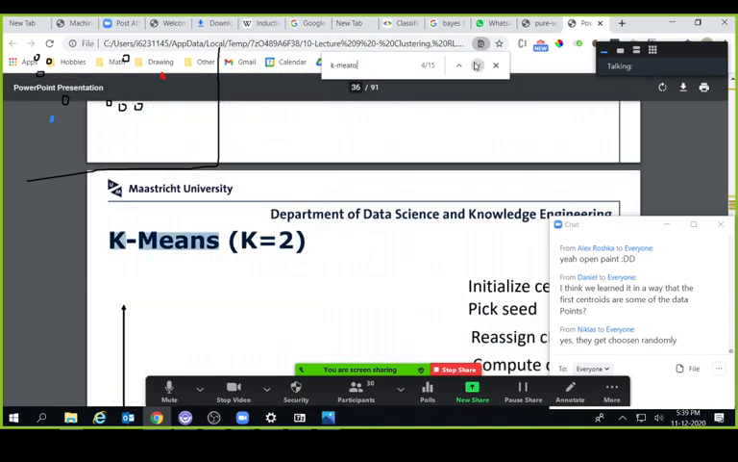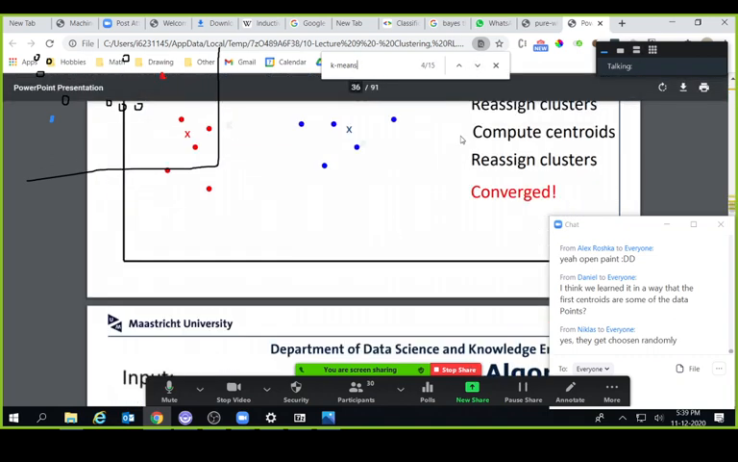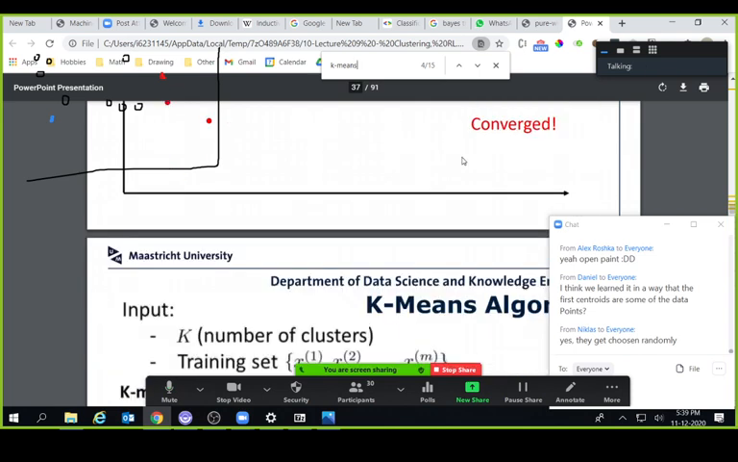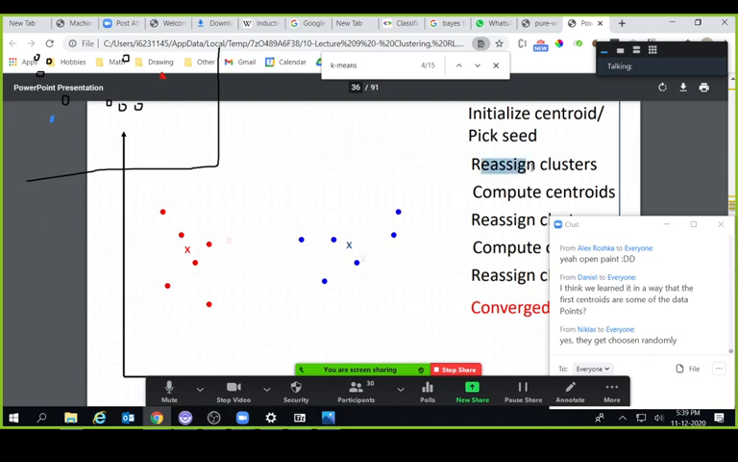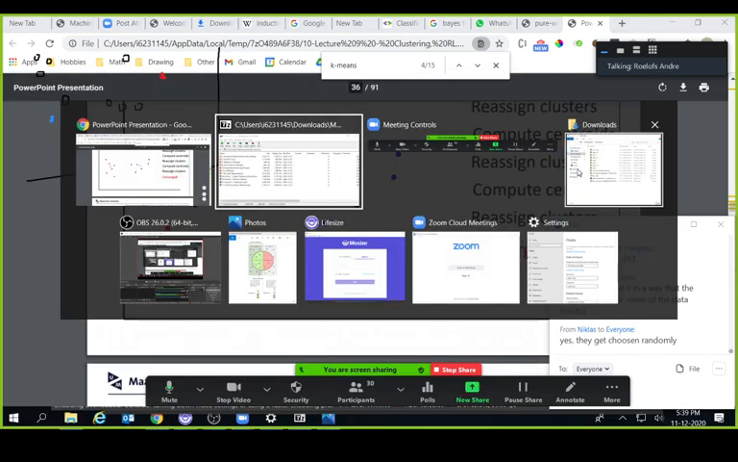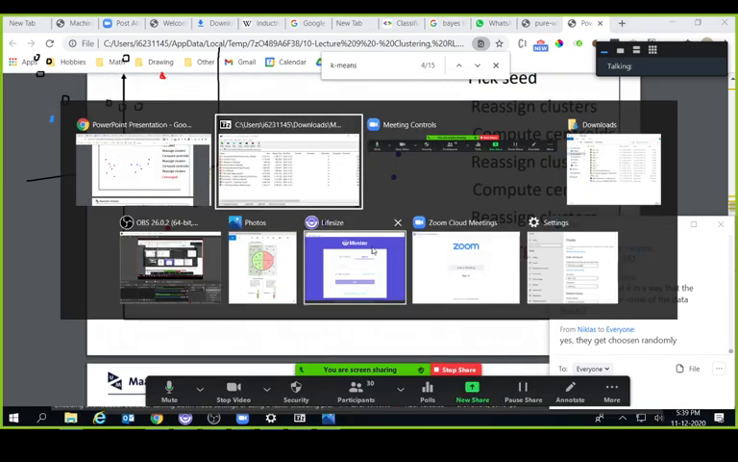Just going to very quickly find what k-means was. Oh yeah, okay, cool. Yes, initialize centroids, pick seeds, reassign clusters, compute centroids, and reassign clusters. Okay, yeah, that's easy, right? So I cannot copy this, can I? That's a problem.